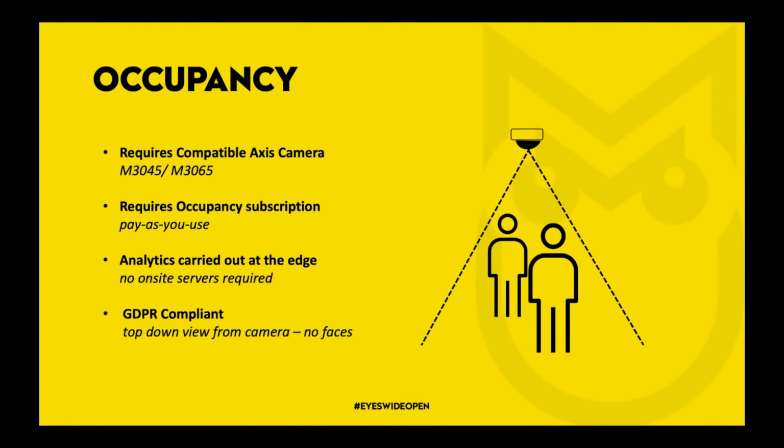And one of the key bits, obviously, is GDPR compliance, which is an important piece around this. So we're actually taking a top-down view. We're always looking at people's heads, so we're not looking at faces. And that also allows us to get a greater degree of accuracy around people moving in and out of the business premises.